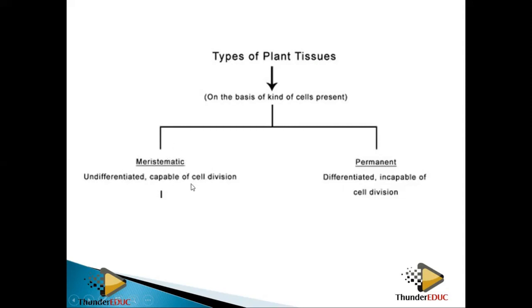When we talk about meristematic tissues, these are tissues which have the ability to divide. They're undifferentiated. They have the ability to change into other forms. While the permanent, it means that they are differentiated, they are done with modification. They cannot modify into another cell structure. So that's why we say that they're permanent.